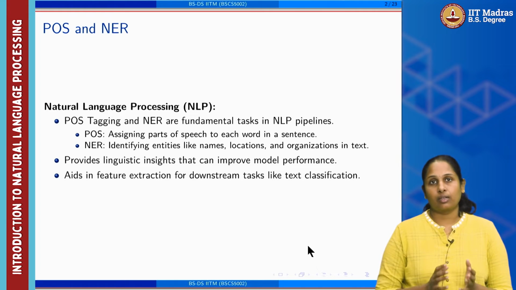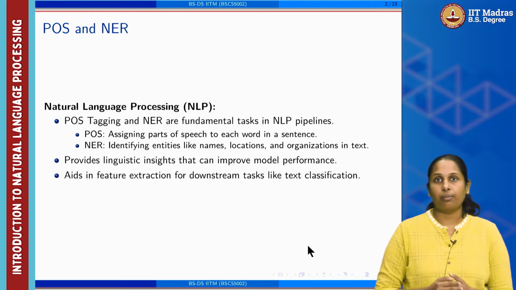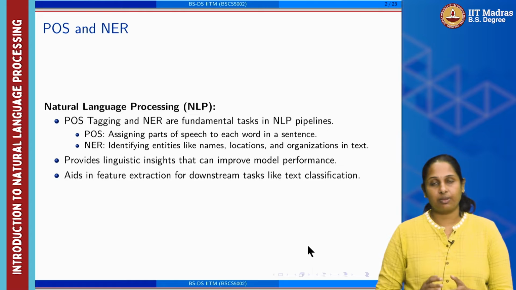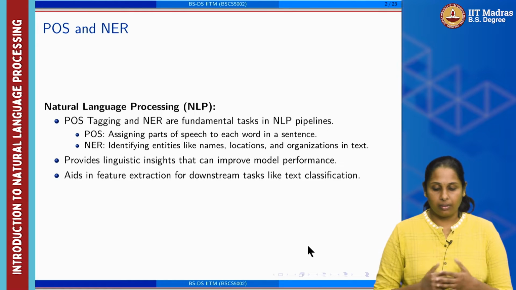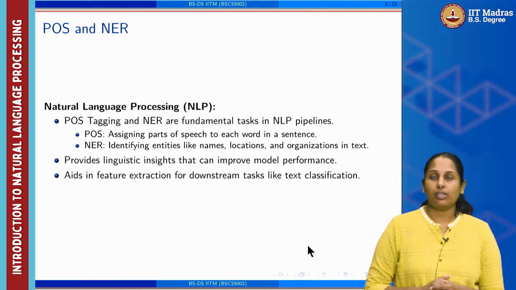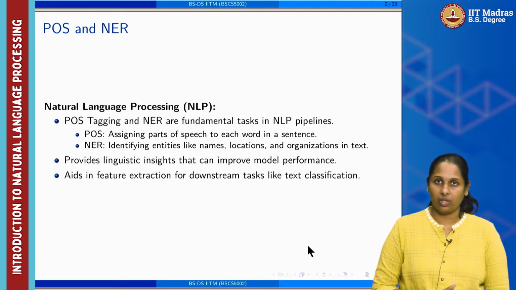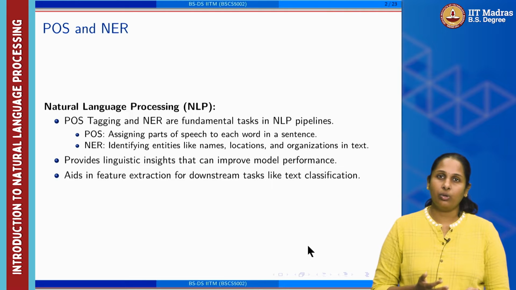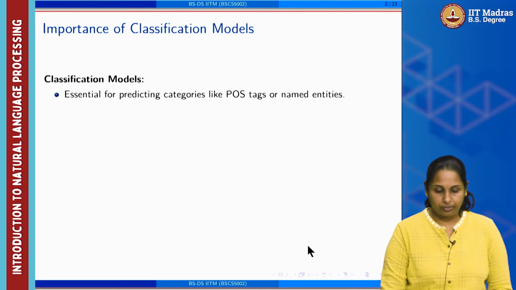And these tools will help us in giving some kind of linguistic insights so that the model performance in the later stage, especially in downstream applications, will improve. Not only that, it is also important to have some kind of feature extraction before going into any machine learning technique. So, POS and NER are two important tools which help us in getting that feature extraction. It will help us in different kinds of tasks.